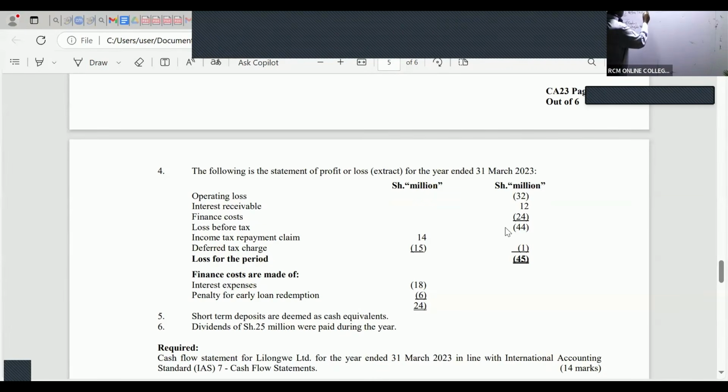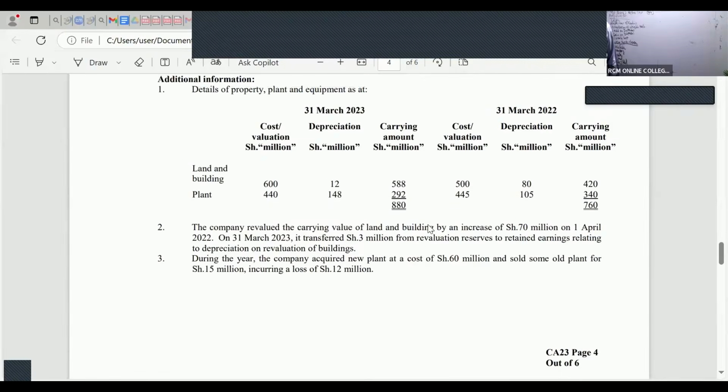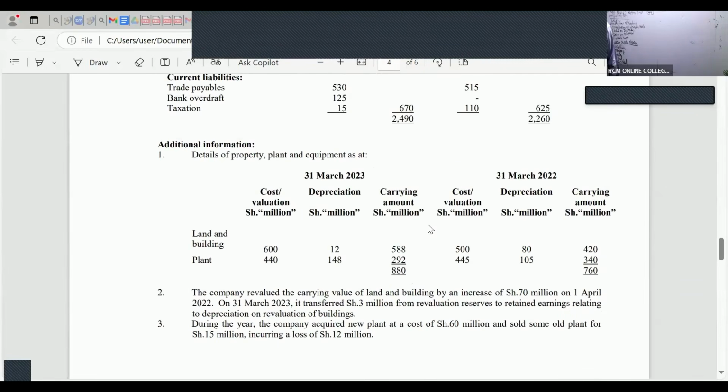So profit or loss before tax. So we start with that 44 negative like that. And then now we look for depreciation. So depreciation, we start with the first one in the adjustments. Have they given me depreciation? Oh yes, you can write there, depreciation, note number 1.